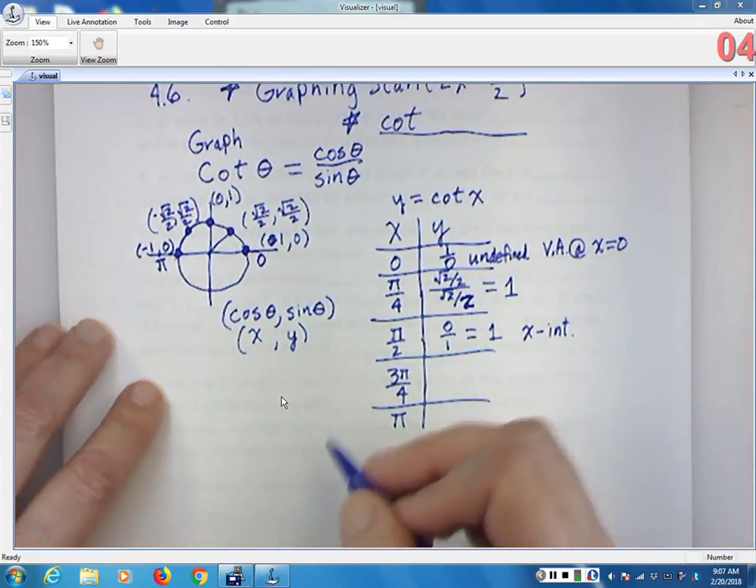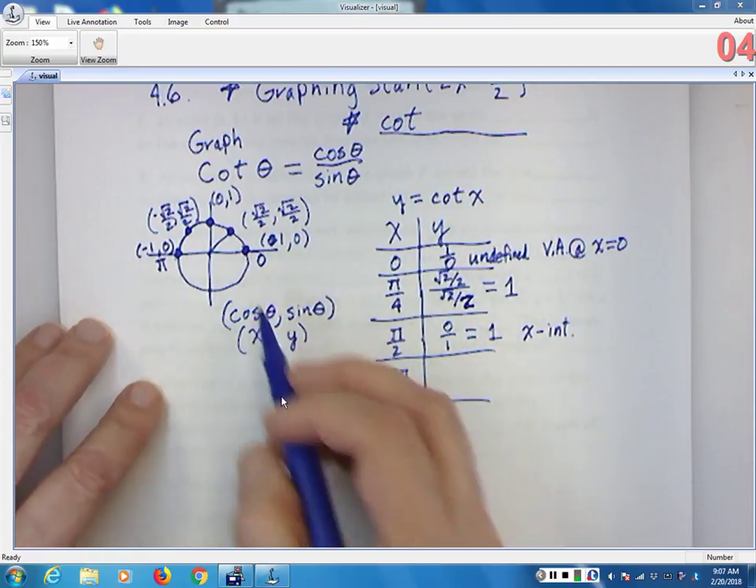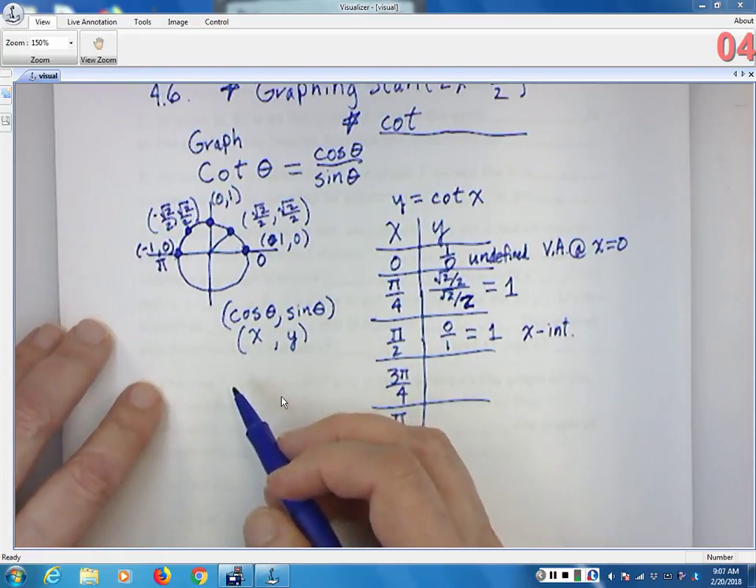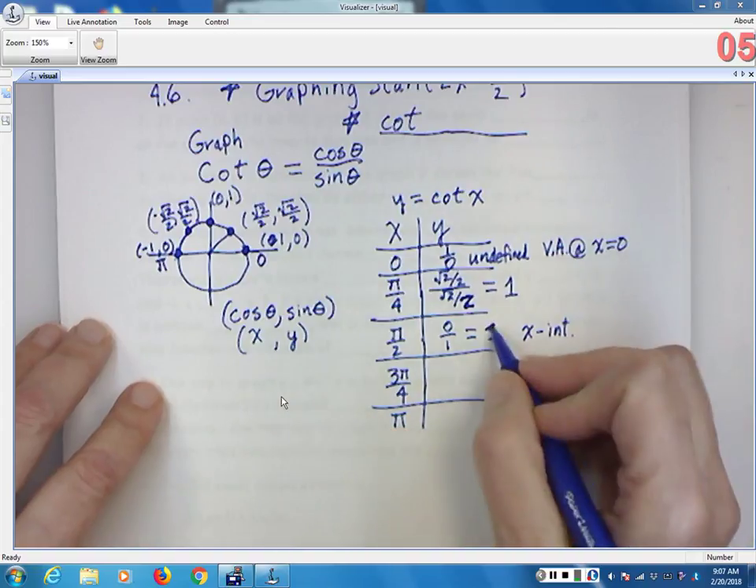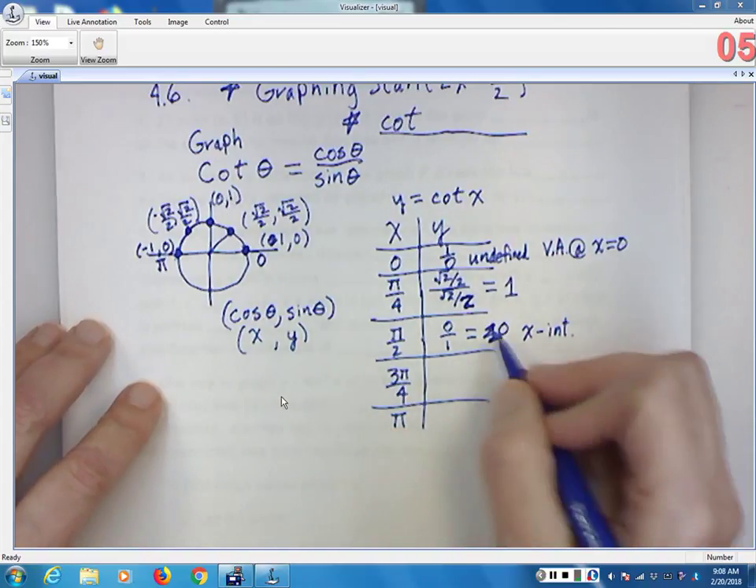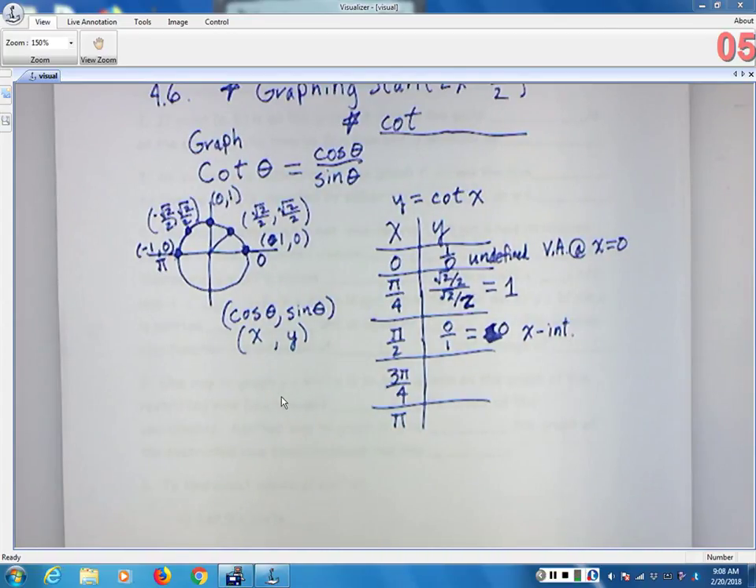Did I do this wrong? No. What'd you ask? Isn't 0 over 1, 0? Sorry. Yes. Okay. Thank you. All right. I think I'm trying to rush. So slow down. The teacher's like, gotta slow down.